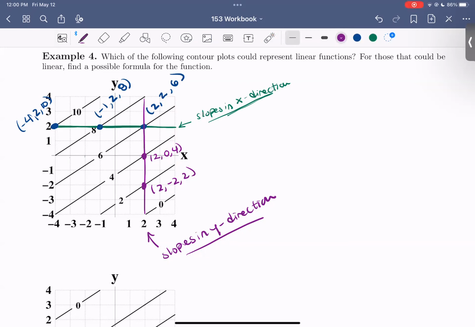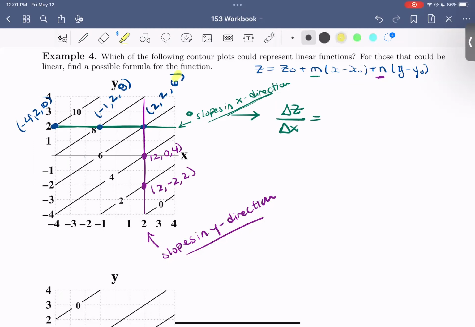So let's go ahead and write the equation for this linear function. Recall that equation looks like z equals z naught plus m times x minus x naught plus n times y minus y naught. We need the slopes in the x and y direction, and then we need a point on our graph. Let's compute the slope in the x direction. We want to compute the change of z compared to the change of x. We can just pick 2 points to do that. I could pick these 2 points. The change in the z coordinate is 8 minus 6. The change in the x coordinate is -1 minus 2. That gives us a slope of 2 over -3, which is -2/3. So that gives us the slope in the x direction.